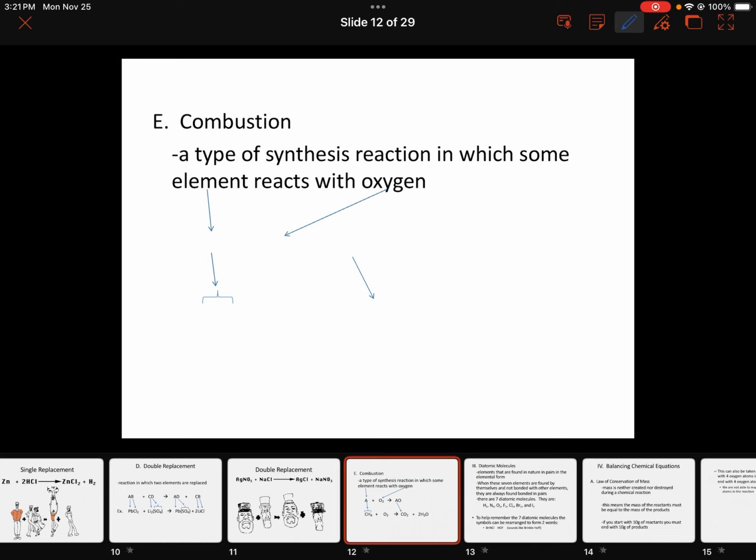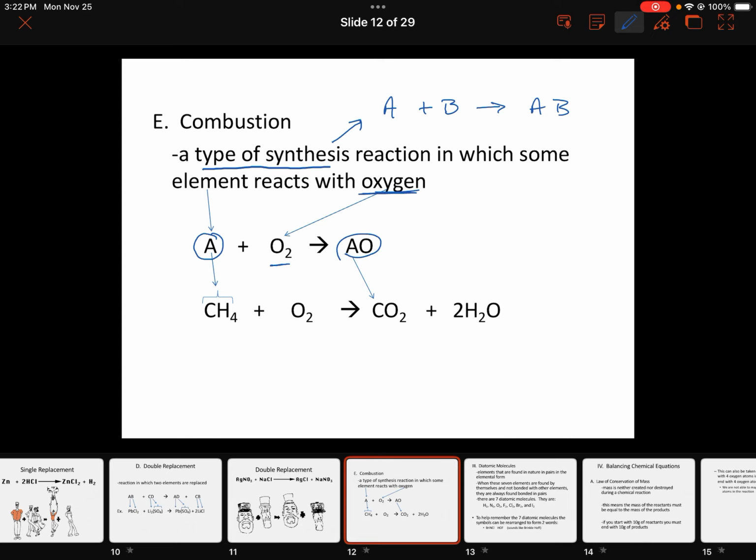Last one is combustion. Combustion, anything that's reacting with oxygen. So this is a type of synthesis reaction. Remember, synthesis looked something like that, but one of the reactants has to be oxygen. And so instead of B, notice oxygen has to be there because one of the reactants has to be oxygen. So some element or compound A reacts with oxygen, and then they combine to form some new product. We call that combustion. And so here in this case, A, this is what we call methane, carbon tetrahydride.